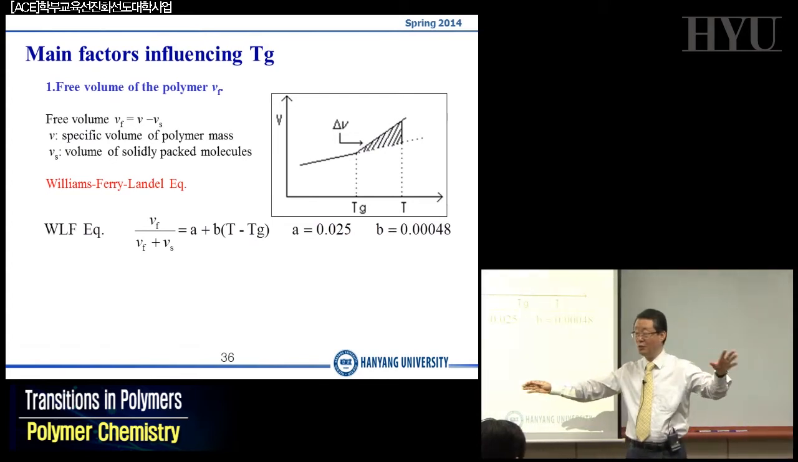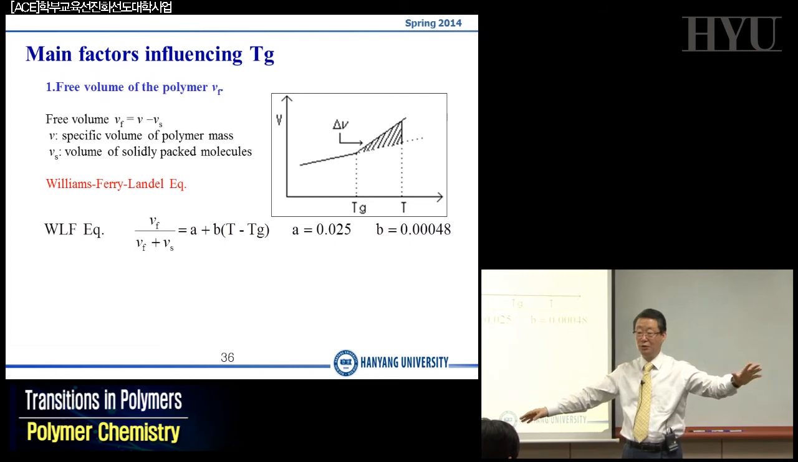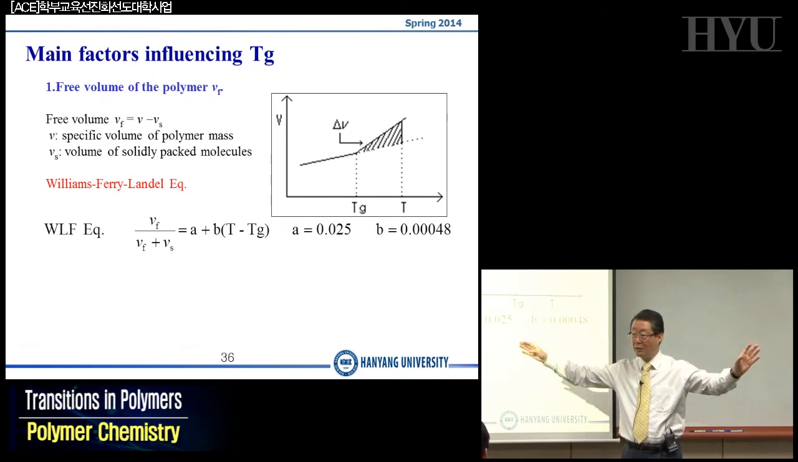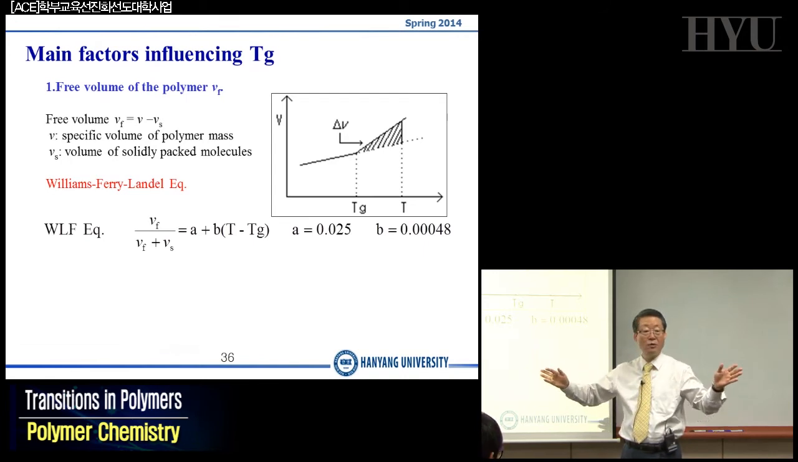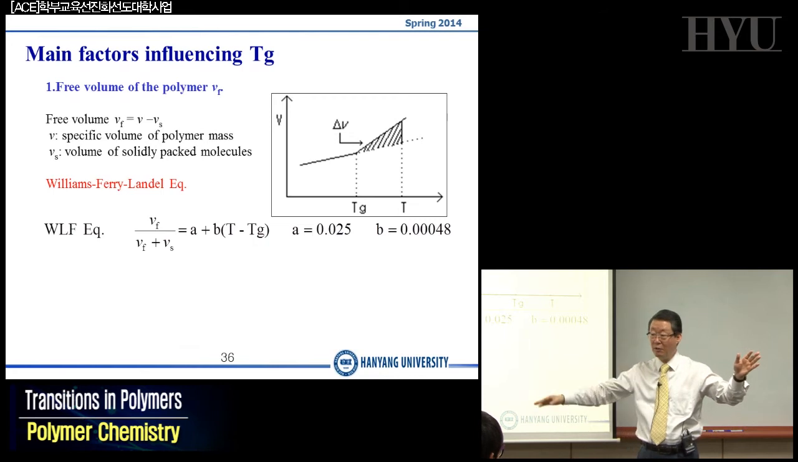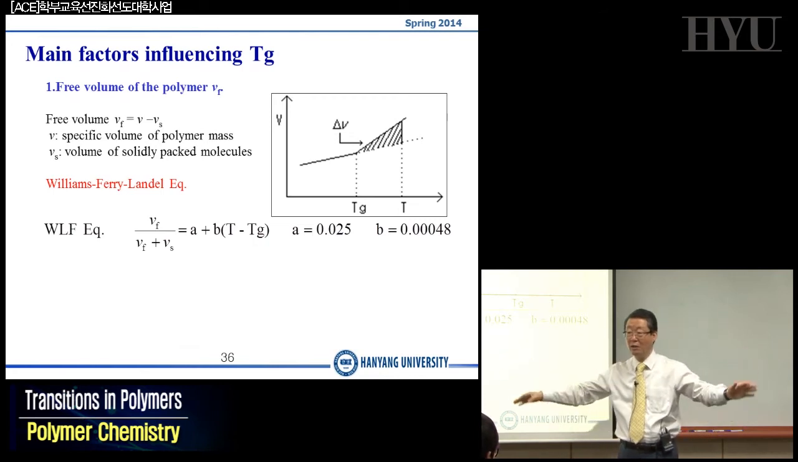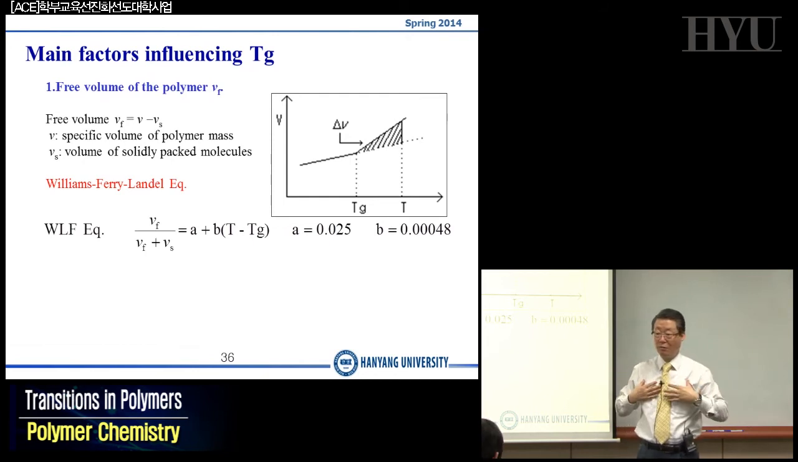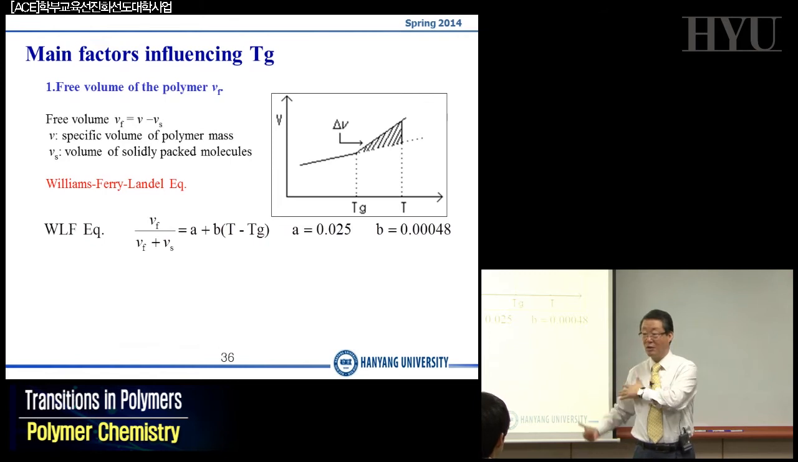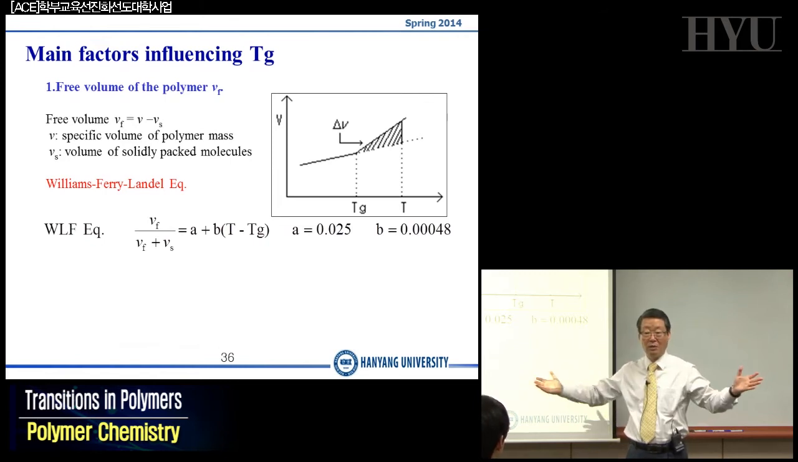Last time I showed you that as you increase the temperature, your side chain will move, right? And as you further increase your temperature, your main chain may move. If your main chain will move, you need extra volumes. If I'm moving in this way, I need some extra volumes to move, right?